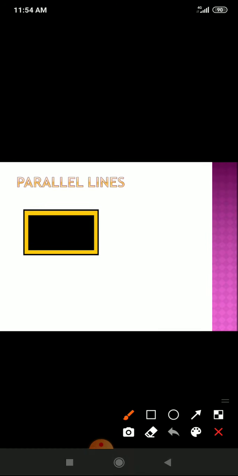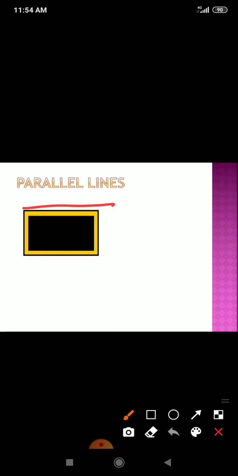You can see a blackboard. You can say these two sides are parallel because these two sides are at the same distance. They will never meet each other. Even these two sides are also parallel, we can say, because both are not meeting each other.